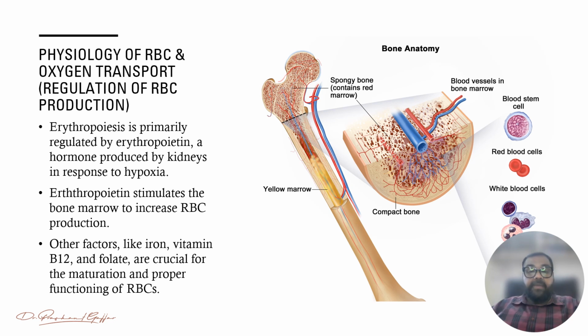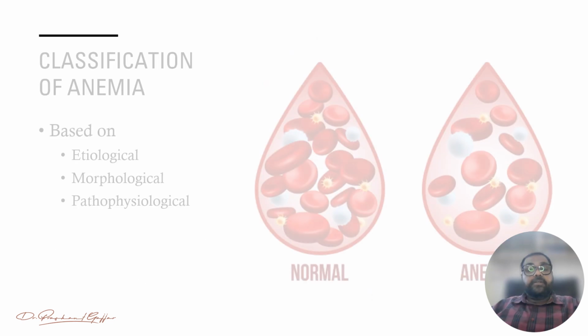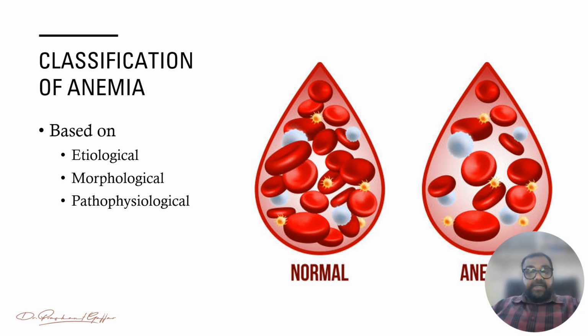Now let's see our main topic, that is anemia, and what the classification of anemia is. So friends, the classification of anemia is based on these three portions. First, etiology. What may be the etiology of anemia? So there is the etiological classification, the morphological classification, and the pathophysiological classification. So we have three different classifications. Let's see the first, the etiological classification.